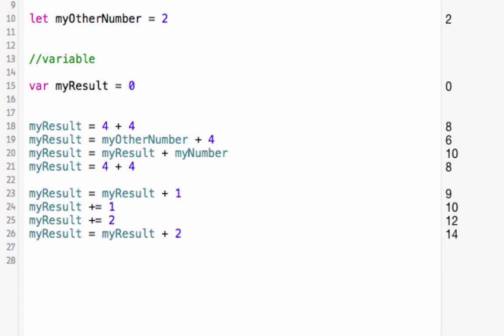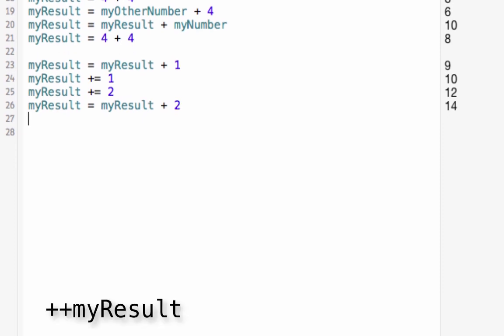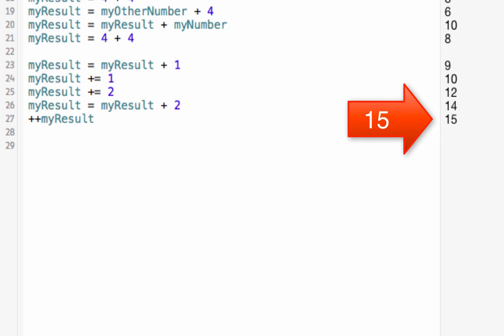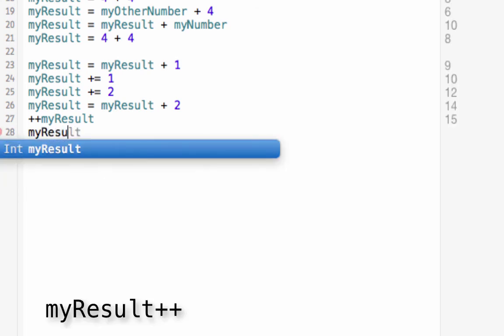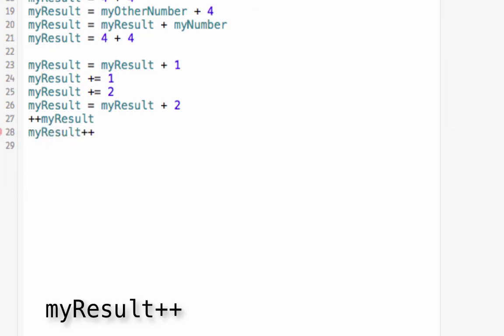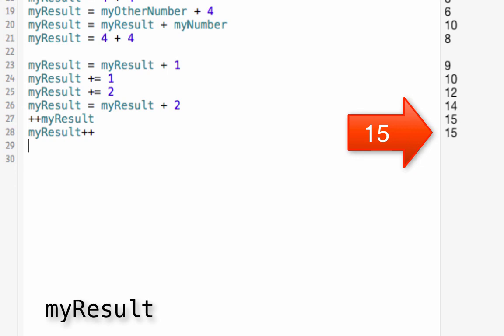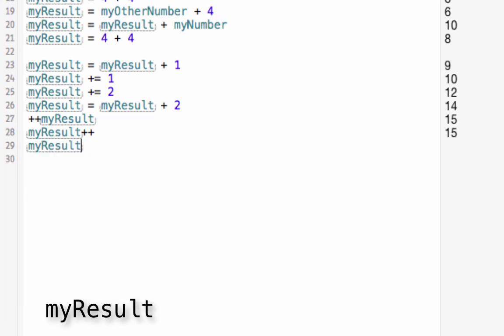There is one way even simpler. That is the plus plus operator. This always adds 1 to the value, but we need no equal sign. ++myResult increments myResult by 1 and then shows the value of myResult. You can put the plus plus at the end too, but this can get a little tricky. myResult++ shows the result and then increments the value. In the playground, we need to show the result again.